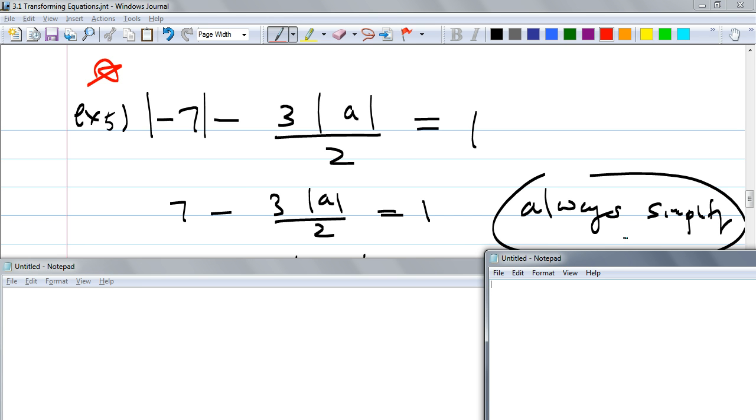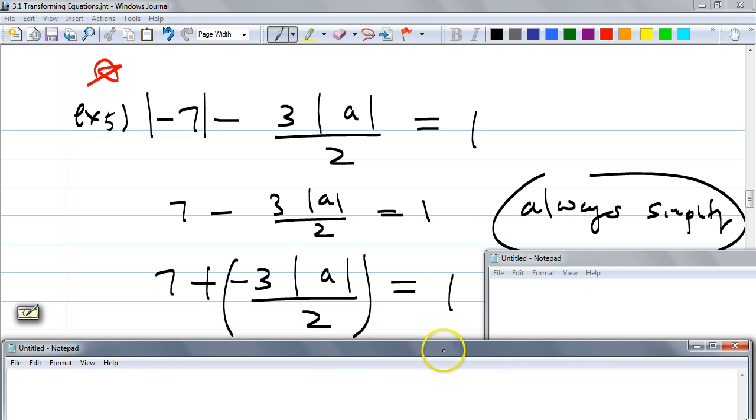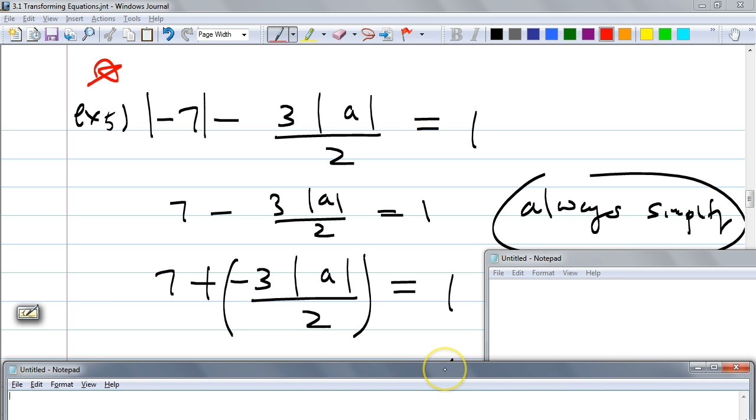We're not simplifying here. We're solving for absolute value of a. So you want to gather all the numbers on one side and then deal with the rest next. Don't get that confused with simplification. So to get rid of the 7, of course, we add -7 to both sides. I even wrote it as addition. Is that okay? Because I like addition.